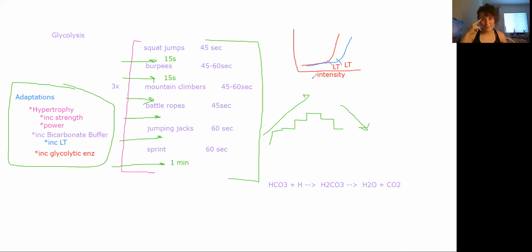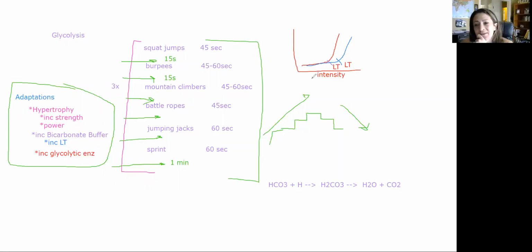I think it would help for your 100-meter sprint because you could increase the lactate threshold, right? So if you were doing your 100-meter sprint, you wouldn't hit it until longer, right? But you're going at a higher intensity. So you can go at a higher intensity.